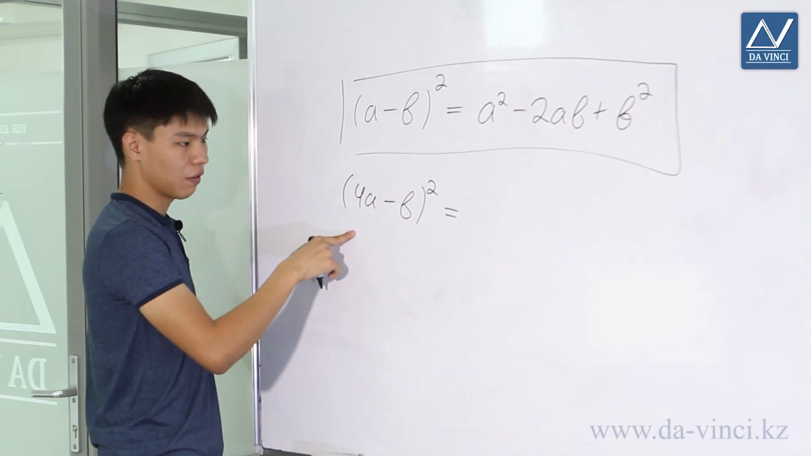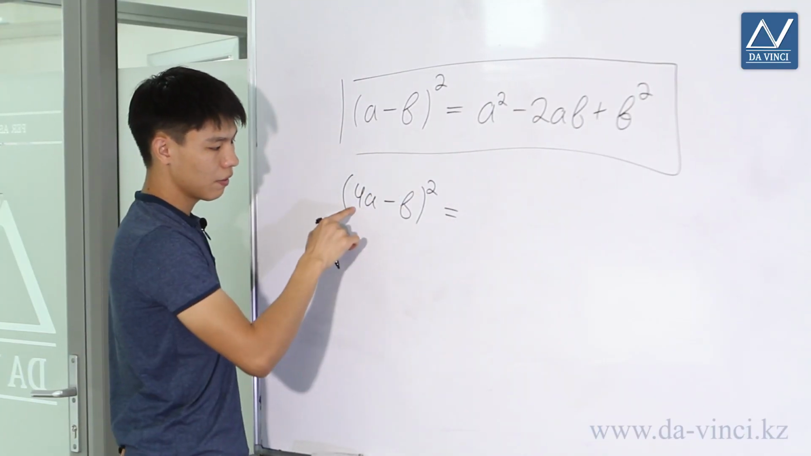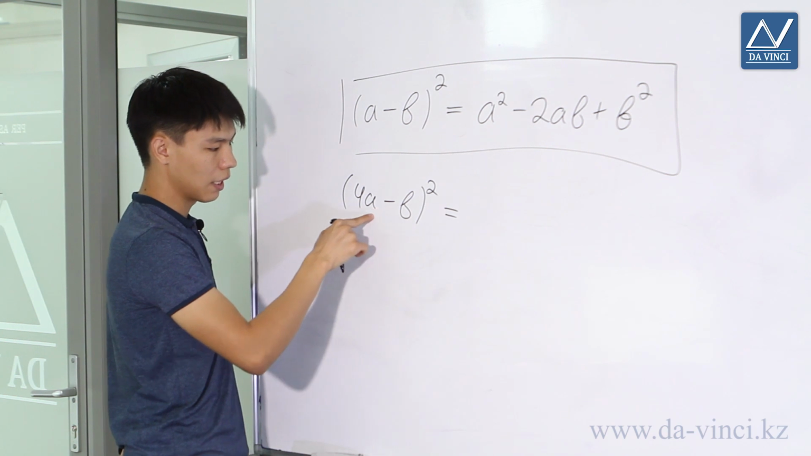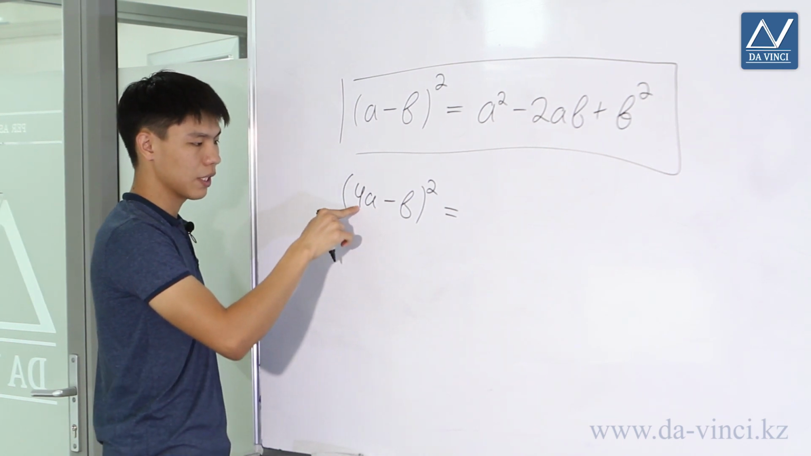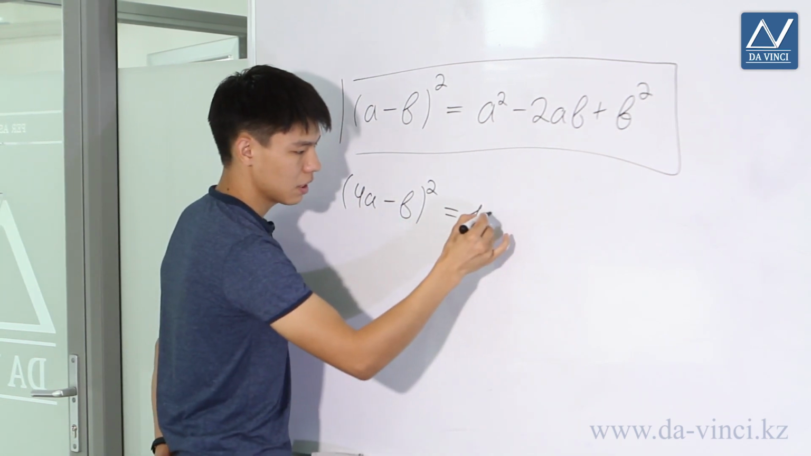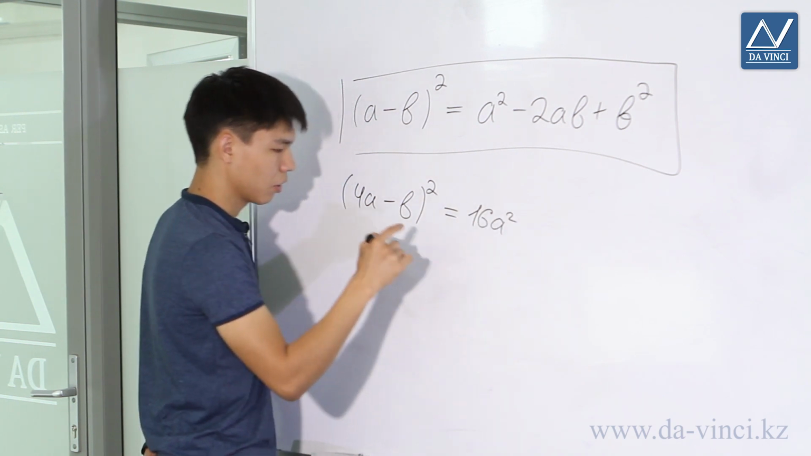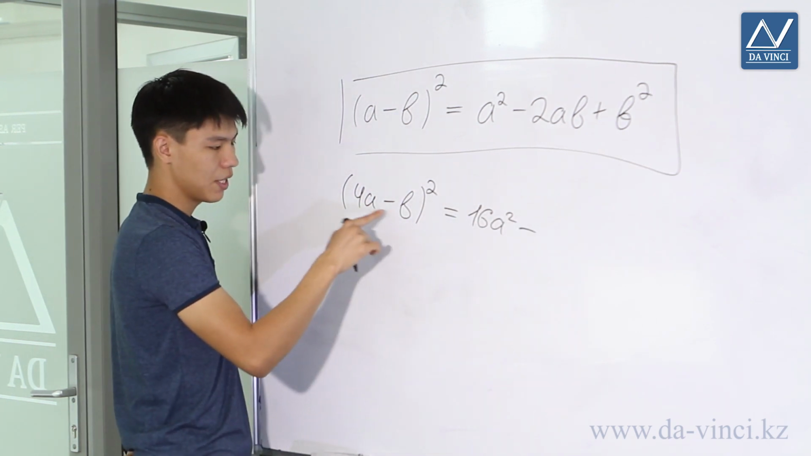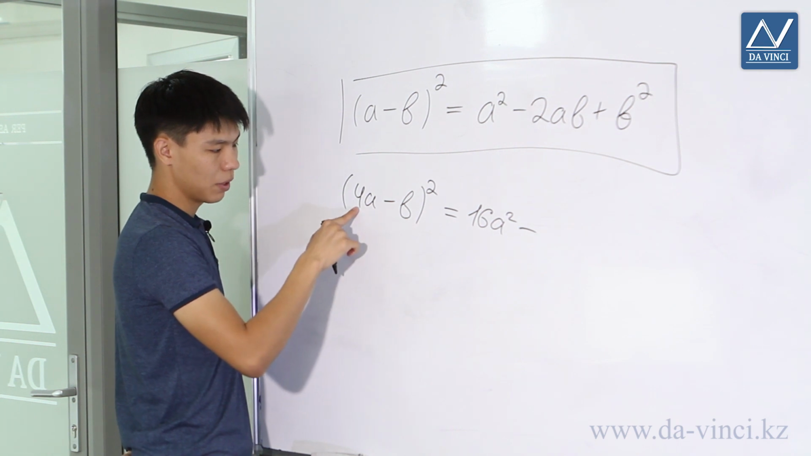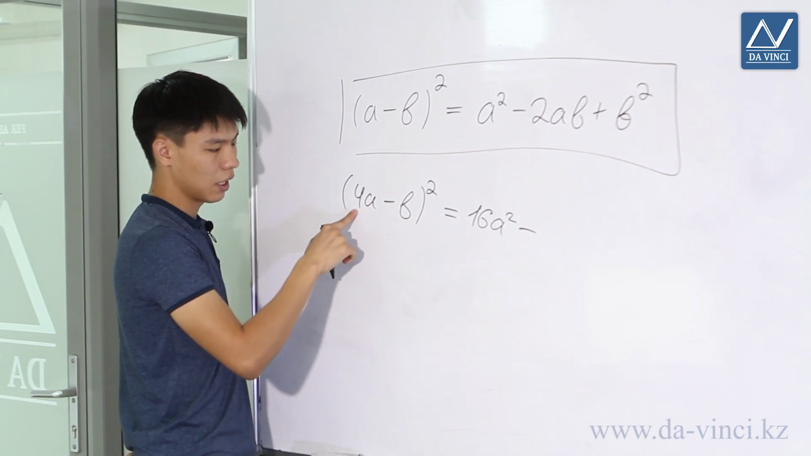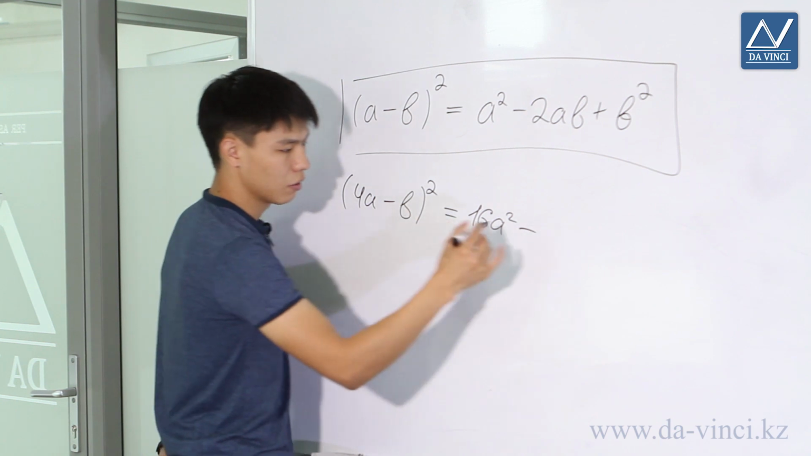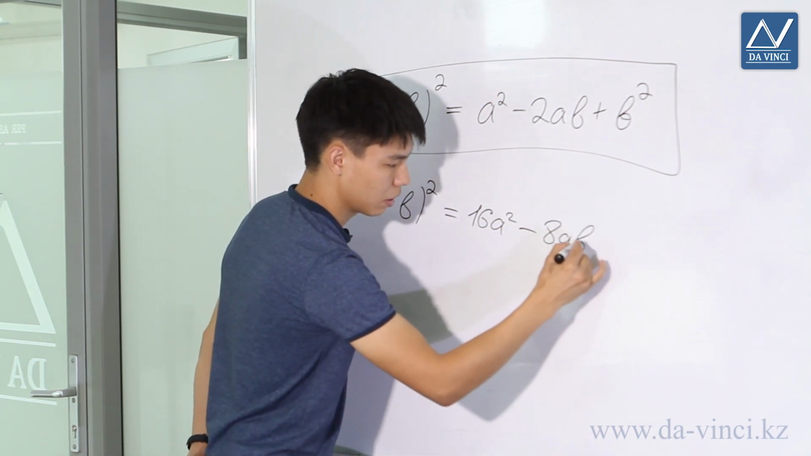Let's square this expression. According to the formula, we have the square of the first expression, that is (4a) squared. So let's square it: 4 squared is 16, so 16a squared, minus twice the product of the first and the second. Twice the product of 2 times 4a is 8a times b, 8ab, and plus the square of the second expression.